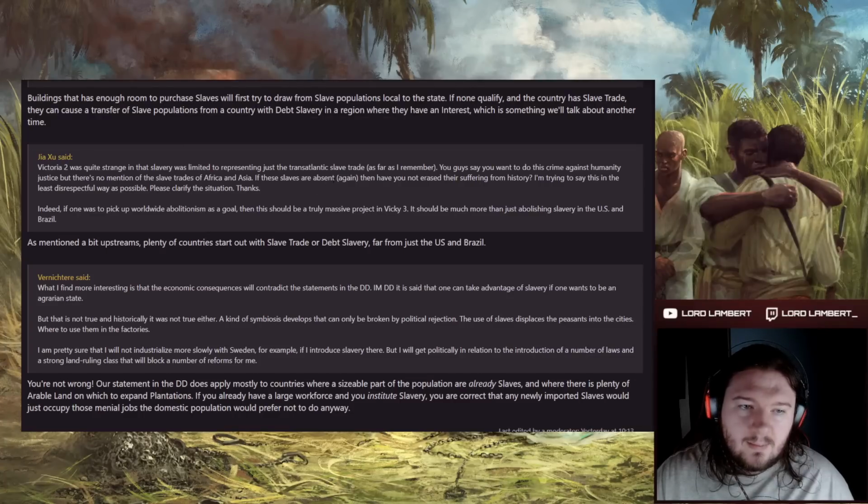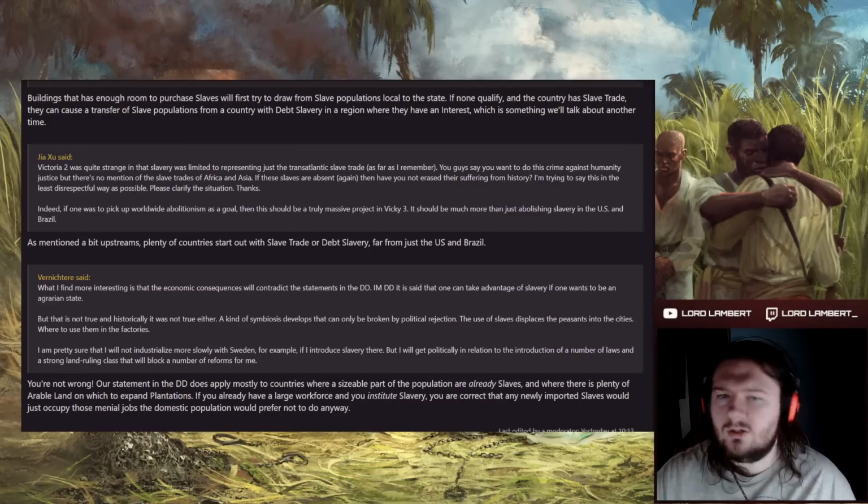If these slaves are absent again, then you have not erased the suffering from history. I'm now trying to say this in the least disrespectful way possible. Please clarify the situation. Indeed, if one was to pick up worldwide abolitionism as a goal, it should be a truly massive project in Vicky 3. It should be much more than abolishing slavery in the USA and Brazil.